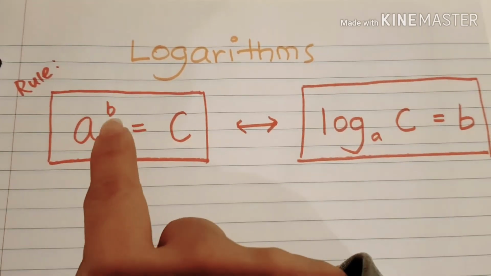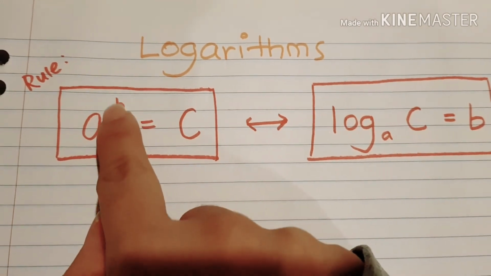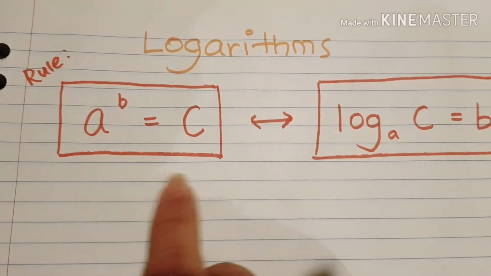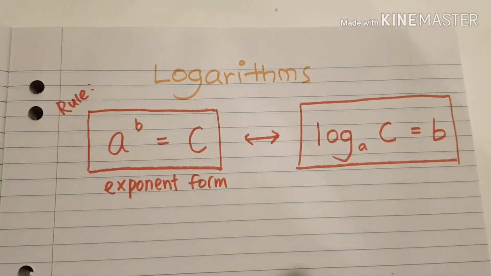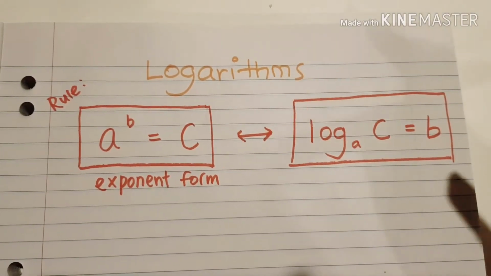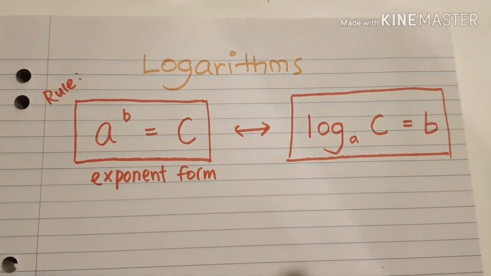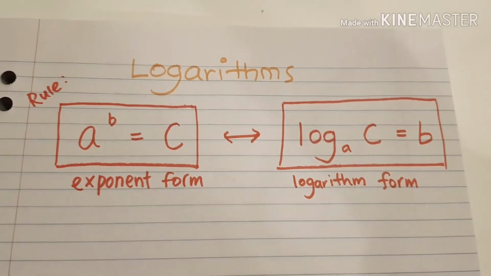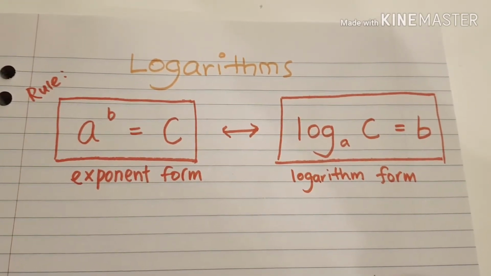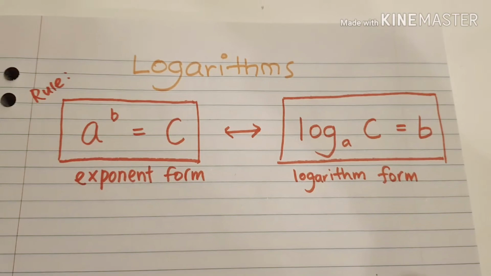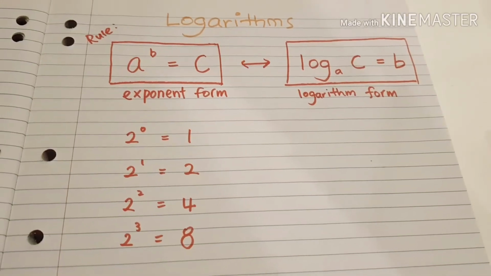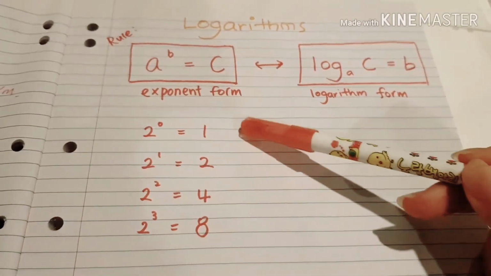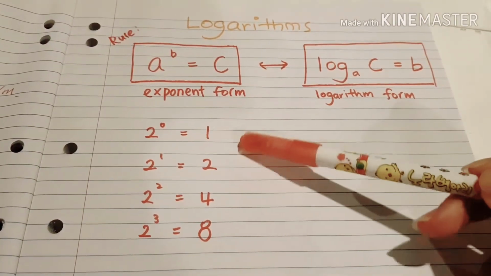Okay. So this is called power or exponent, and therefore this is called exponent form. And this one is called logarithm form. Then let's think about how they're related, exponential form and logarithm form. So here, these are the examples of exponent forms.